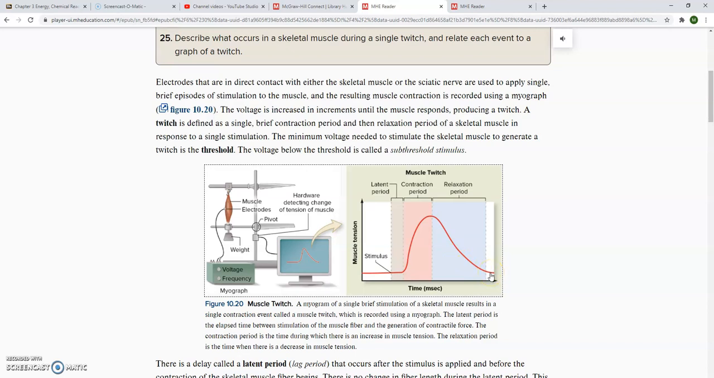And then at this point, if we get another stimulus, we'll go through this same latent period, contraction period, and relaxation period, as we're referring to the muscle tension that's in there.